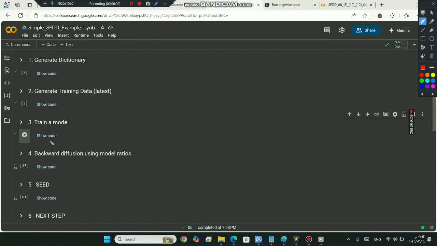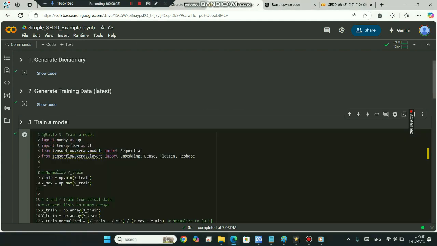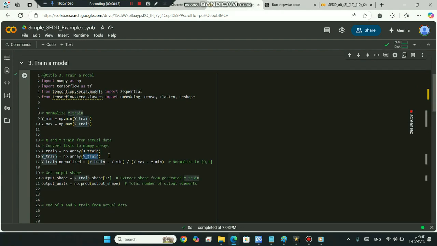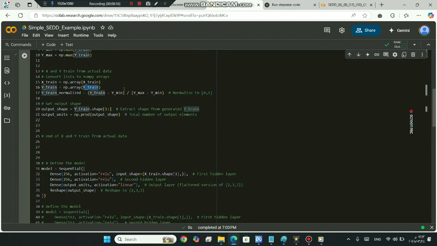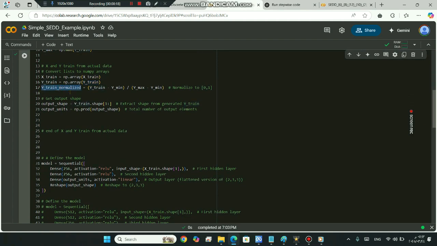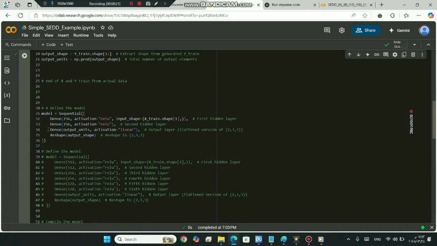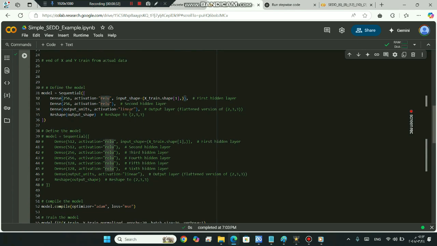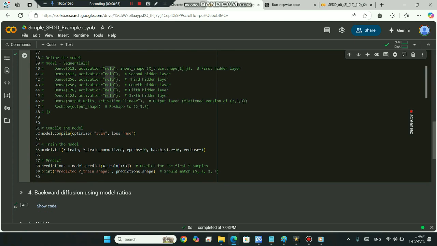So right now, we will train the model. We will have our X train and our Y train, which I have showed you before. We will make sure that we normalize the output and we will create this simple model, a few layers here. We will use the ReLU activation function and a linear activation function at this layer. We will use the Adam optimizer and the mean square error. Very simple, nothing complicated, a very simple model.